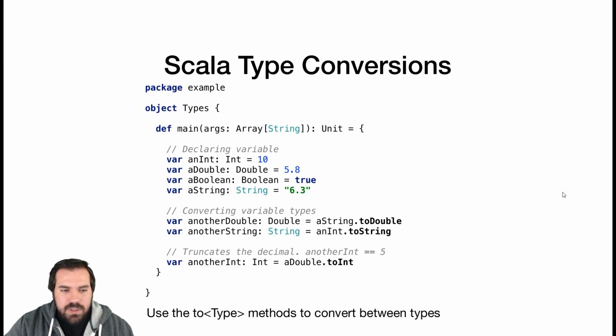Can you not print doubles? No, you can print doubles. Whenever you use println, it will implicitly call toString on whatever you give it. So you don't have to do any conversions there, any type conversions.